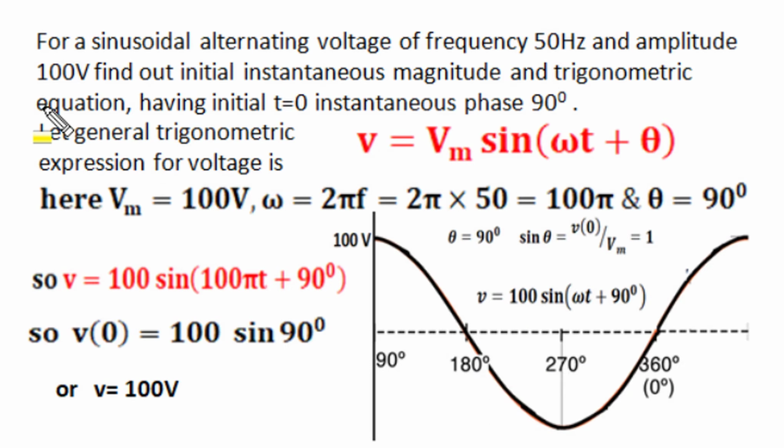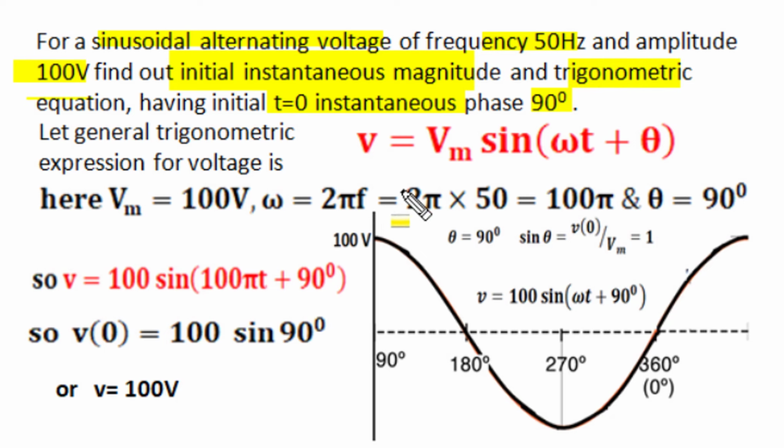Now in this example, we are given a sinusoidal alternating voltage of frequency 50 Hz and amplitude 100 volt, and its t equal to 0 instantaneous phase is also given as 90 degree. We have to find out its initial instantaneous voltage magnitude and general trigonometric equation.